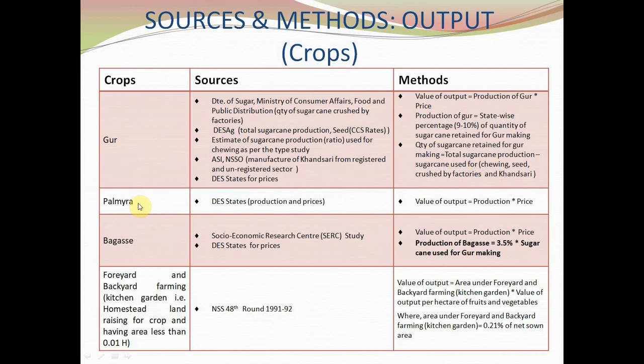Then Palmyra. For this, production and prices both are provided by different states DES, and value of output will be production into price. In bagasse production, socio-economic research center study is used along with state DES prices. Value of output is same, production into price, and production of bagasse is taken as 3.5% of total sugarcane used for gur making.